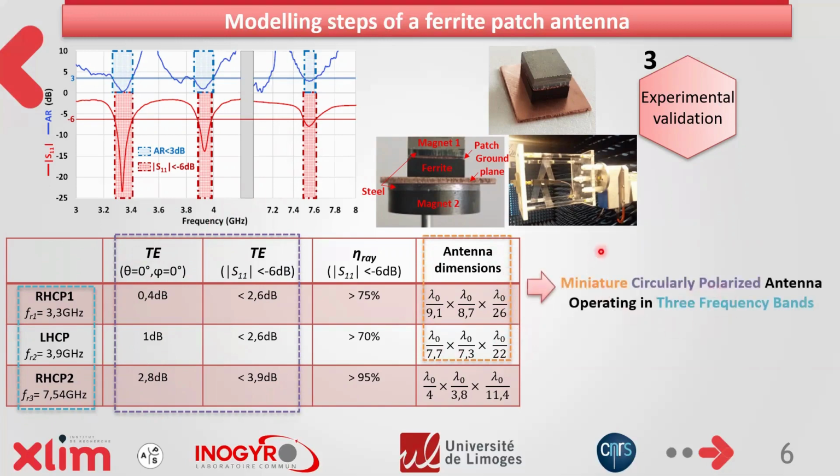So to conclude, in our paper, we have validated for the first time the concept of miniature circularly polarized antenna operating in 3 frequency bands using ferrite materials.